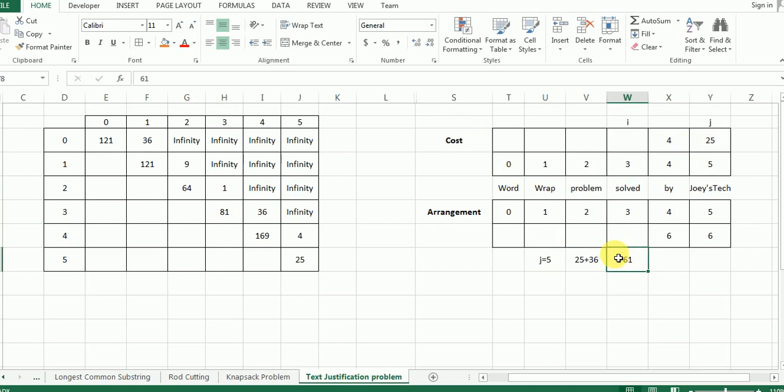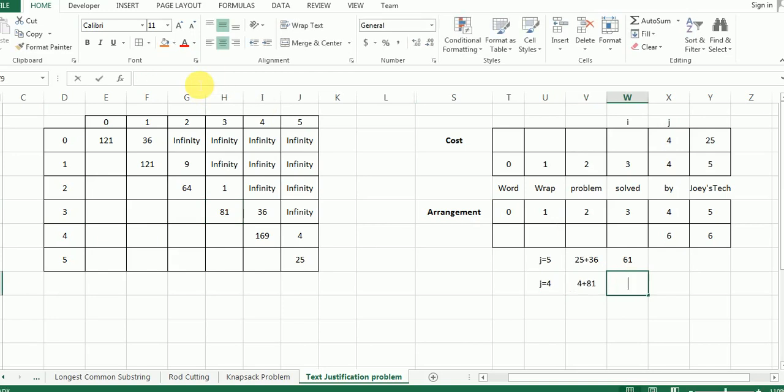Now let's calculate the cost when the split occurs at buy. This means buy and joystick are in the second line and solved is in the first line. So let's move I over here. So the value is going to come out as 4 over here, and what will be the value at 3, 3? That means I is 3, j is 3, the value is coming out as 81. So the total value is going to become 85.